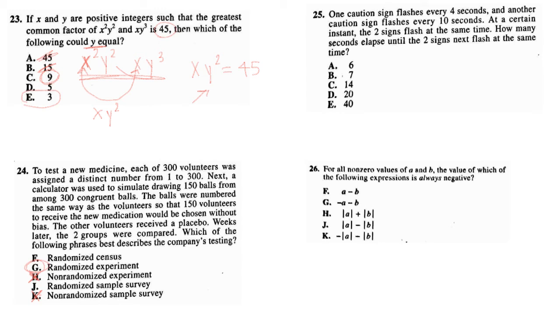Okay, so now let's look at 25. Let's get back to some math. Okay, now for number 25, let's see what we have here. So it looks like we have a caution light, and this caution light flashes every 4 seconds. And then there's another caution light, and it also flashes, but it's every 10 seconds. And at a certain instant, the two signs flash at the same time. How many seconds elapse until the two signs next flash at the same time?